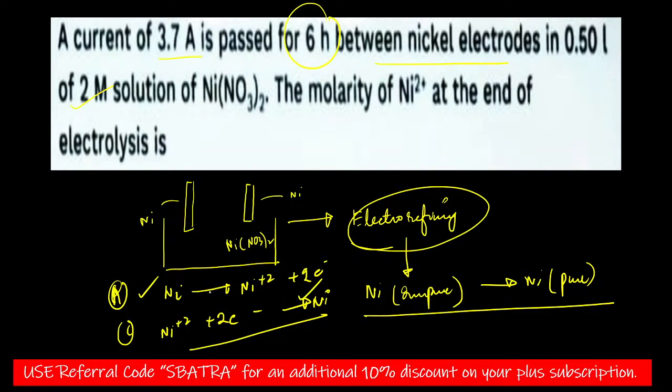That means if this nickel is producing, let's suppose, 2 molar of nickel 2 plus ions, so this 2 molar will be consumed, right? This will consume 2 electrons and form pure nickel. Okay, that means if the molarity of the solution is 2 molar, the answer will be 2 molar only. Fine, the molarity of nickel 2 plus at the end of electrolysis is 2 molar. I hope all of you got this point.